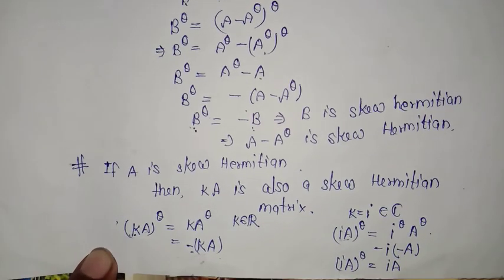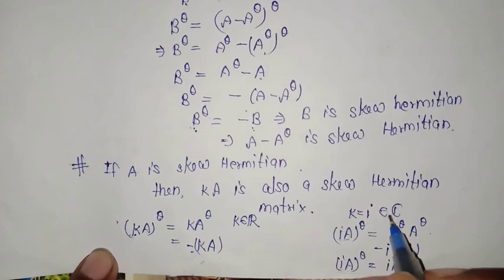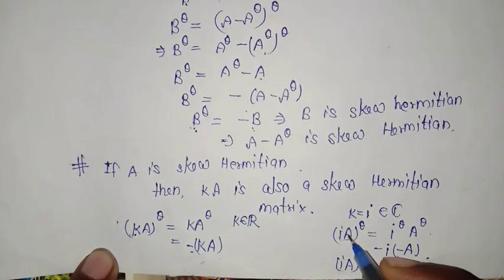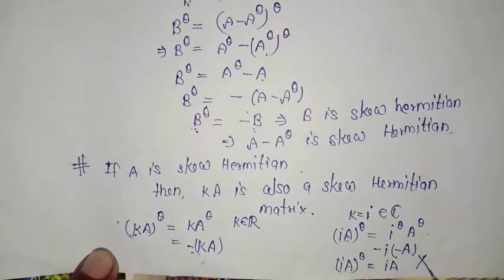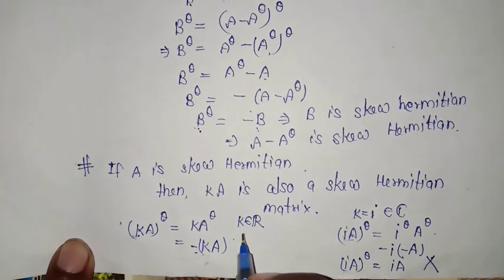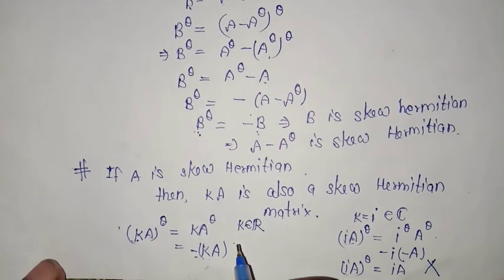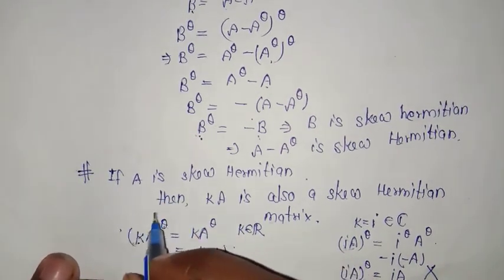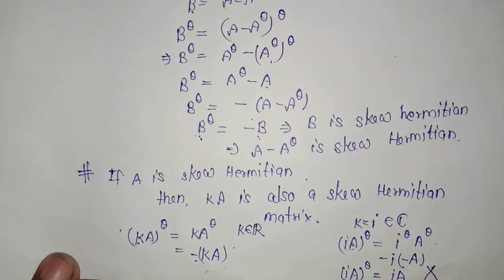So in this case, when we take k from the set of complex numbers, iA, that is the scalar multiple of matrix A, will not be skew Hermitian. So this case is not possible. This is possible only when we choose the scalar from the set of reals. So I hope that this property of the skew Hermitian matrices is clear to all of you.